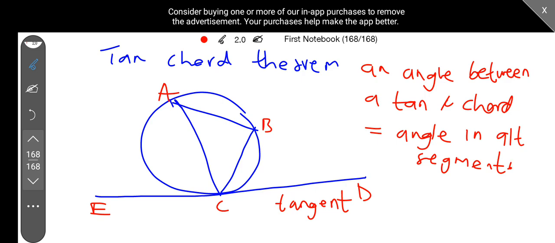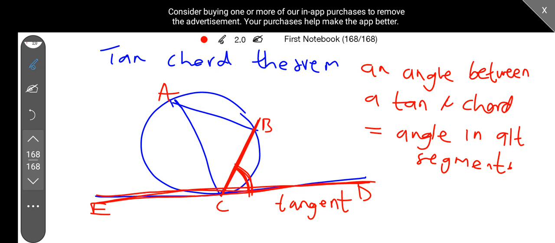So what we mean when we say an angle between a tangent and a chord, where's our tangent? Here's our tangent, right? And where's our chord? We said a chord must touch the circumference at two points, but not pass through the center. There is our chord BC, right? So where is the angle between the chord and the tangent? Obviously, it is this angle here. So the angle between this chord BC and tangent ED is equal to the angle in the alternating segment.